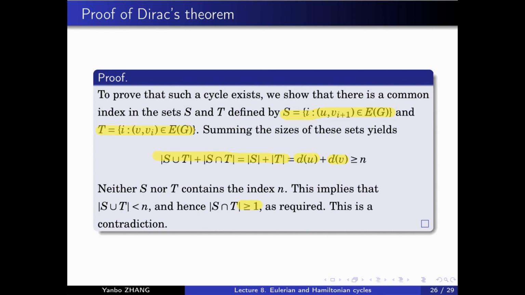What? A Hamilton cycle in a non-Hamilton graph, which is a contradiction. This implies that our assumption is false. There is no non-Hamilton graph satisfying the hypothesis. Every graph with the Dirac condition is Hamiltonian. Now the proof is done.